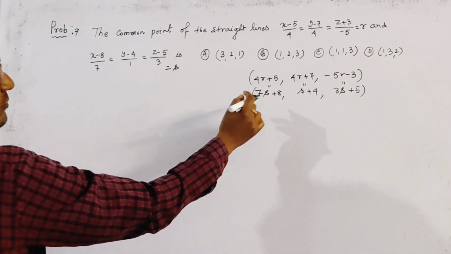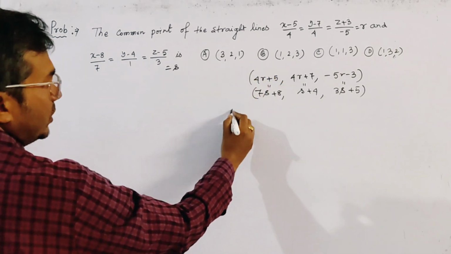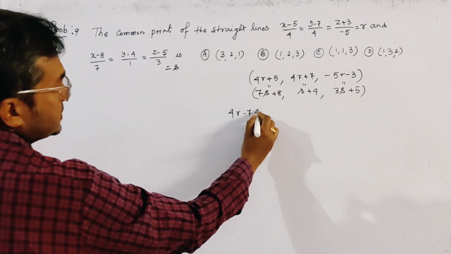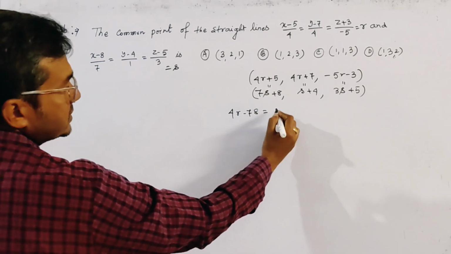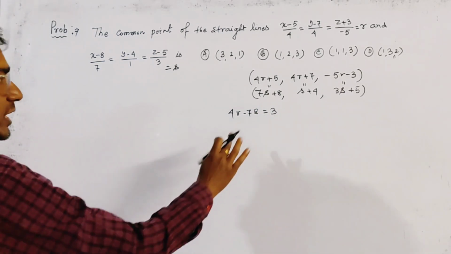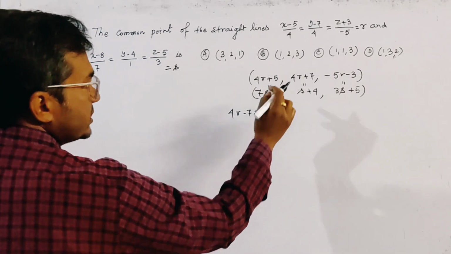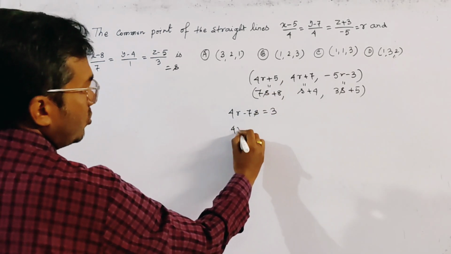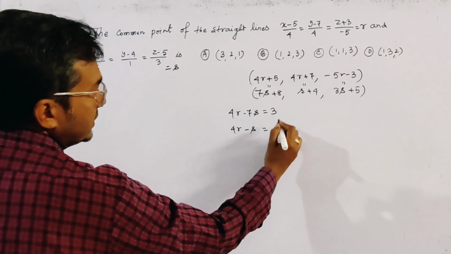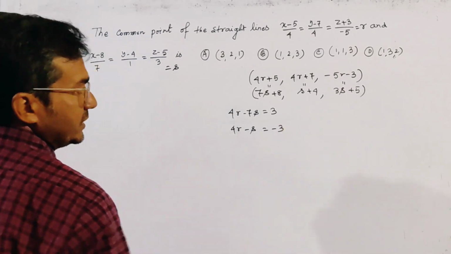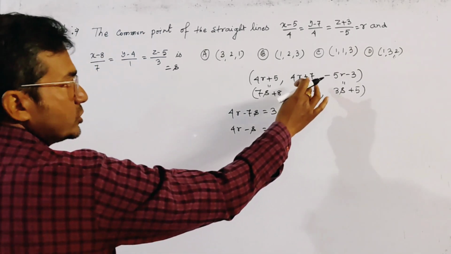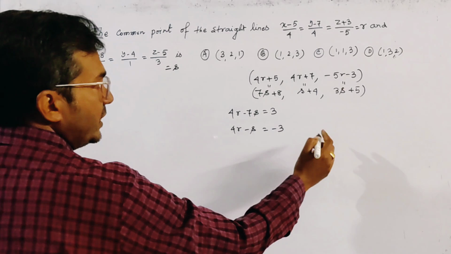So we get from the first relation 4r minus 7s, this is given by 3. Okay, 4r minus 7s equals 3. And from the second relation, we get 4r minus s, this is given by minus 3. Clear? Because 4 minus 7.